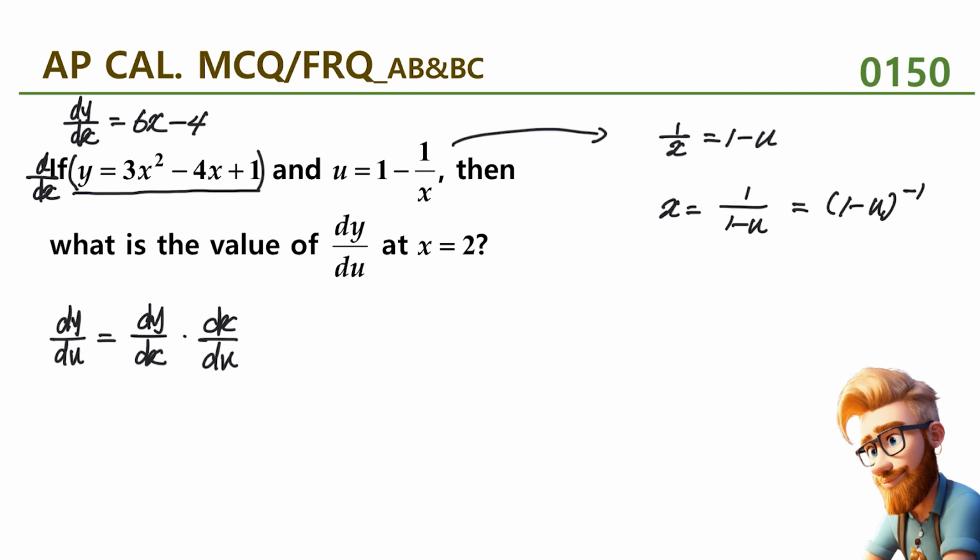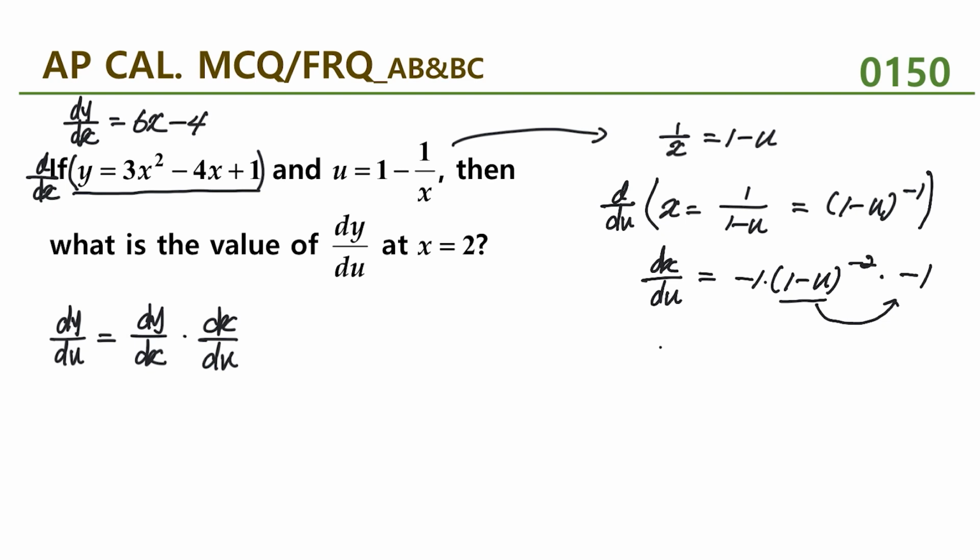Let's differentiate this with respect to u. Then dx/du is equal to, here we have a power of negative 1, so negative 1 times (1 minus u) to the power of negative 2, times the chain rule, the derivative of this, that's going to be negative 1. So dx/du is equal to negative times negative, positive 1 over (1 minus u) squared. Oops, that's a square. So far so good.